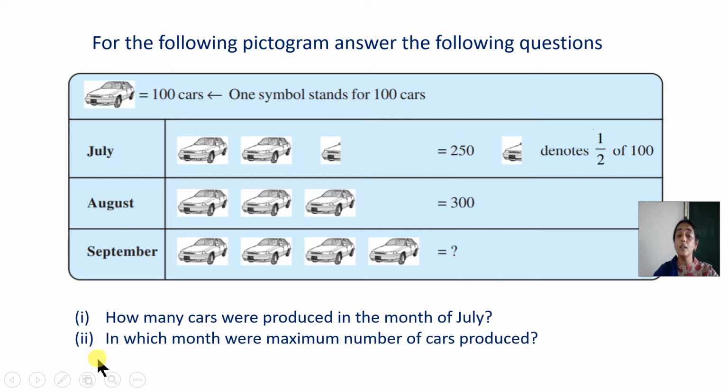Now, in which month were the maximum number of cars produced? How many cars were produced in September? 400. So, naturally, September is the month where the maximum number of cars were produced. So, you will write here September.